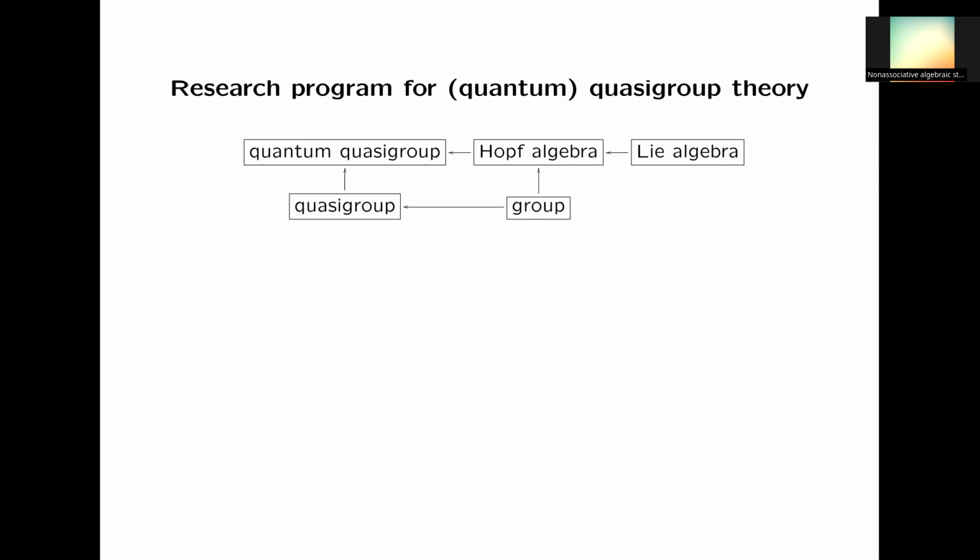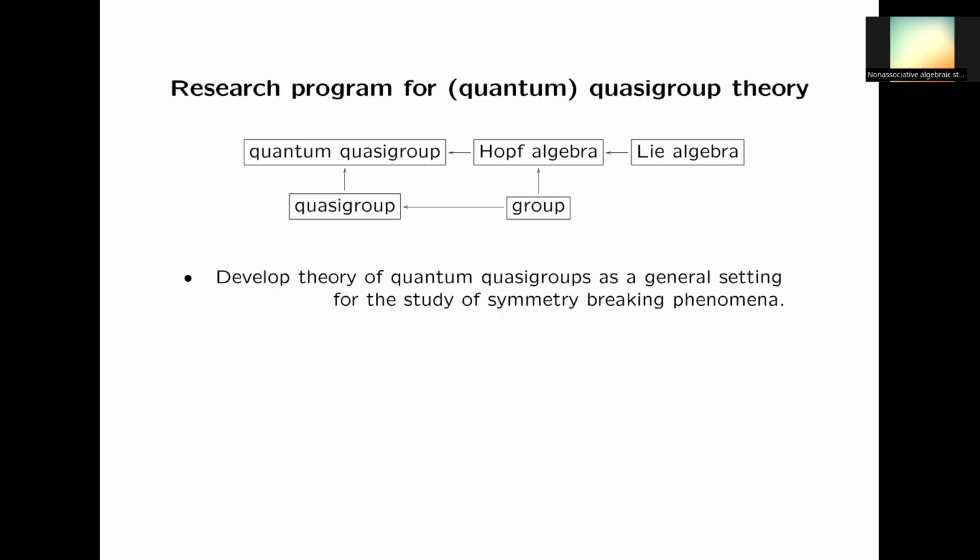Okay, if we start here with groups, Hopf algebras are a generalization of groups. Groups are Hopf algebras in the category of sets. But quasigroups are another generalization of groups where you relax the associativity requirement, and then quantum quasigroups unify quasigroups and Hopf algebras. So the program then develops the theory of quantum quasigroups as a general setting for the study of symmetry breaking phenomena. Certainly going to bring in web geometry, Maurer-Cartan forms, all that good stuff from web geometry. And that's already showing up a little bit in some of the physicists' literature on symmetry breaking.